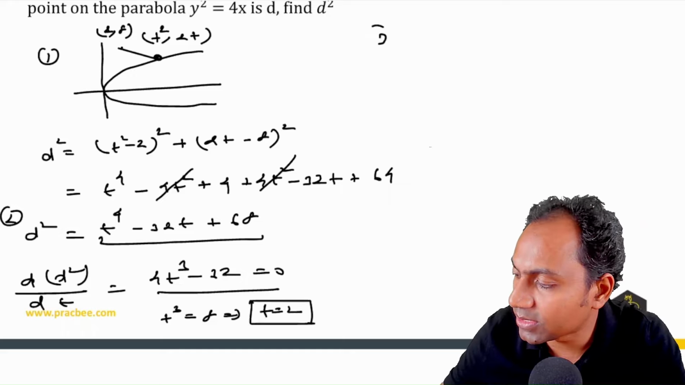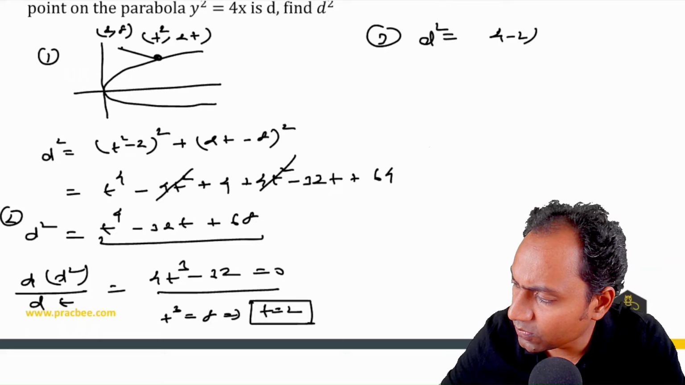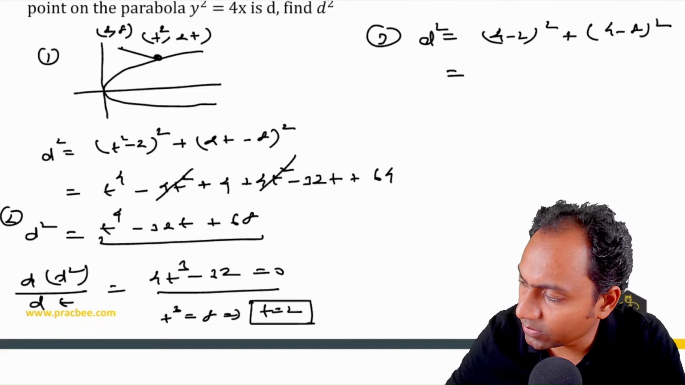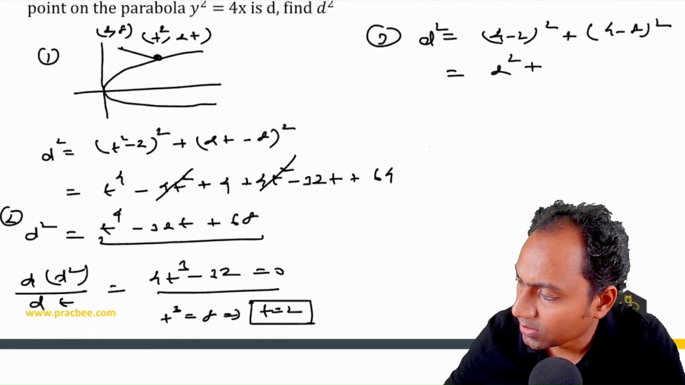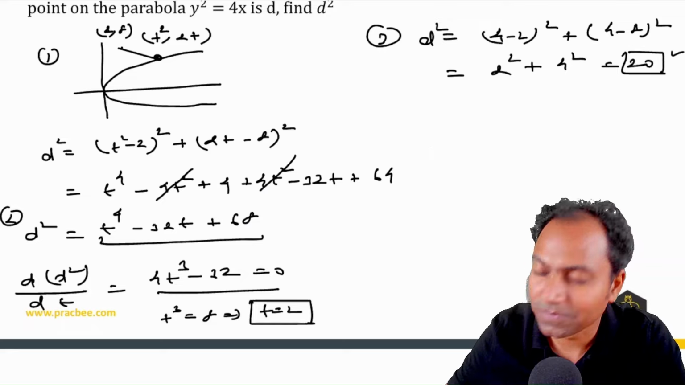So in the third step, we can directly find the value of d square by substituting this value. If I substitute this value, this is (4 minus 2) whole square plus (4 minus 8) whole square. And what we can observe is this becomes 2 square, this becomes 4 square, and the answer comes out to be nothing but 20.